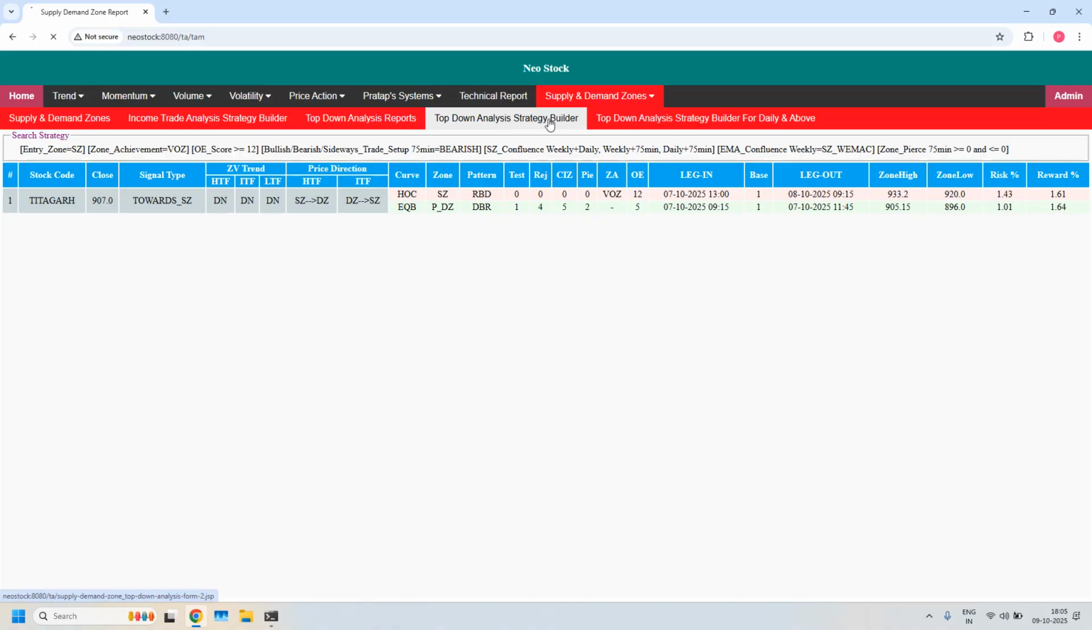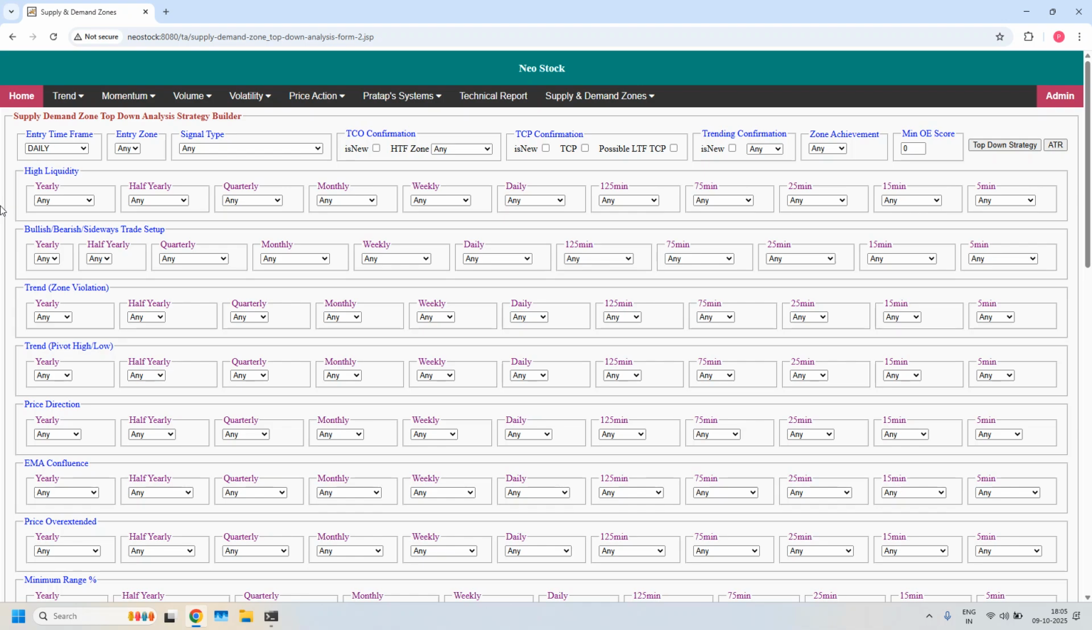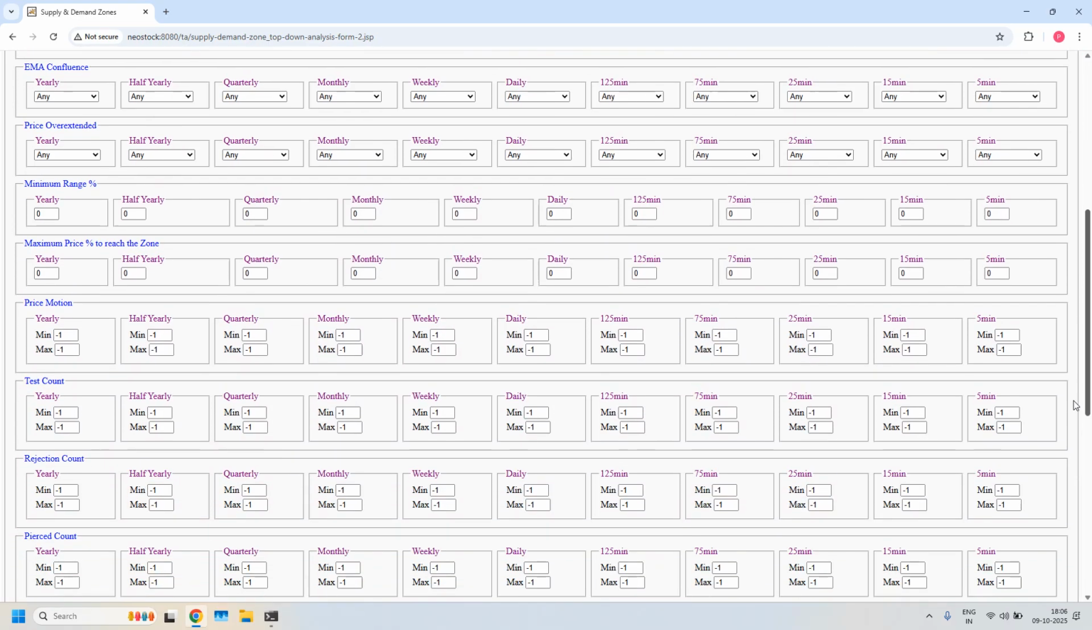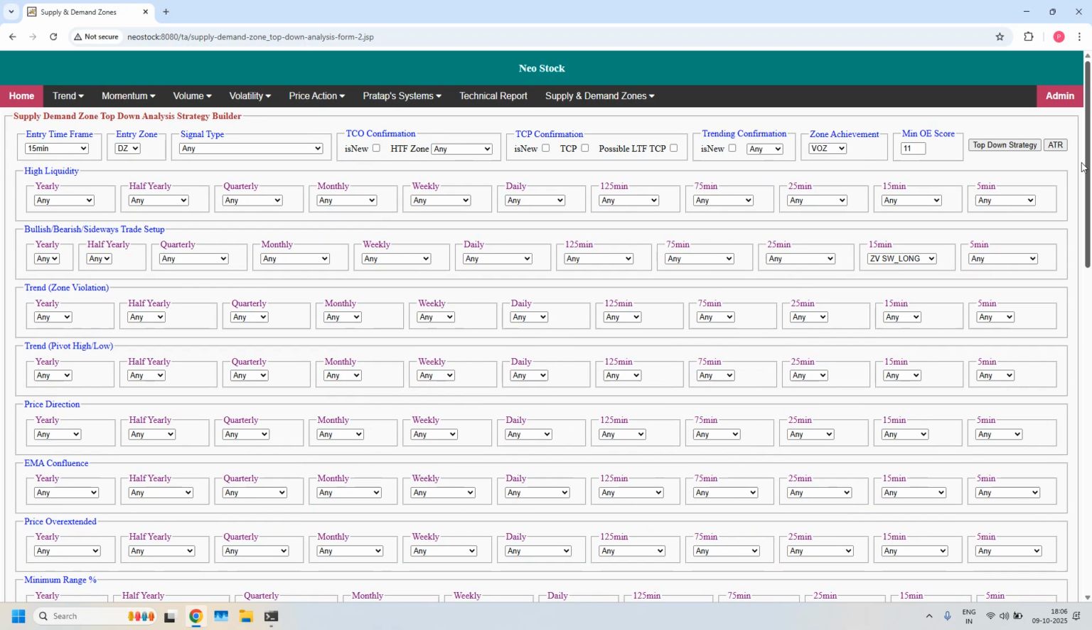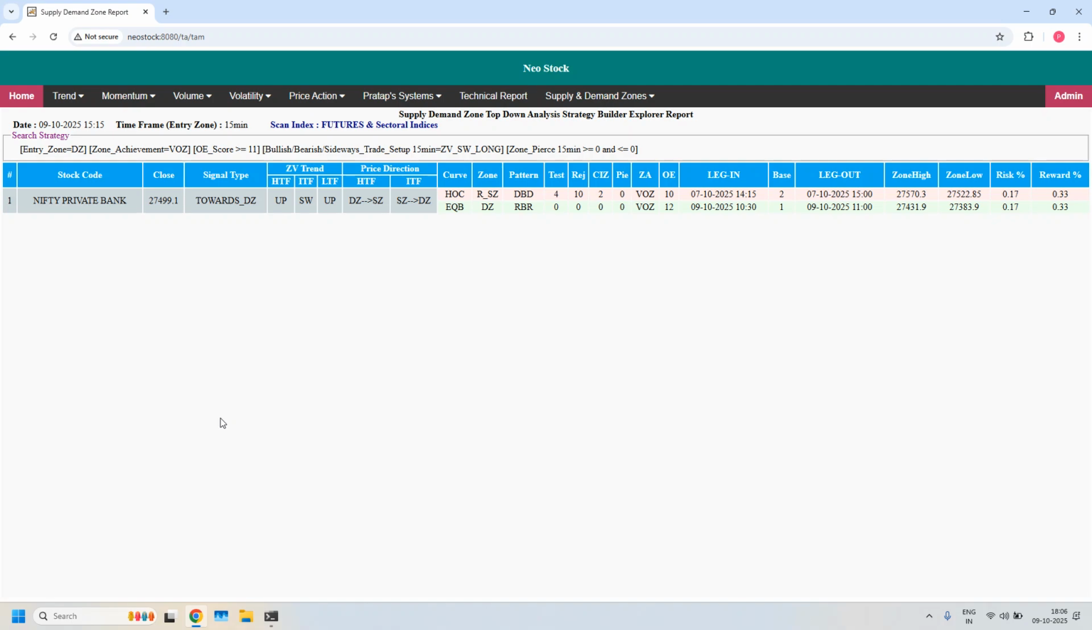Next, I will generate daily income trade. For sideways long trade setup for daily income trade, entry time frame 15 minutes, entry zone, demand zone. Here bullish or bearish or sideways at 15 minutes. I am selecting sideways long, zone achievement violated opposing zone, minimum order enhances score 11 for sideways, and also 15 minutes demand zone should not be pierced. So in the pierced count parameter at 15 minutes time frame, minimum value 0, maximum value 0 I am setting. So with these filters, we got only one stock. Entry time frame 15 minutes demand zone.